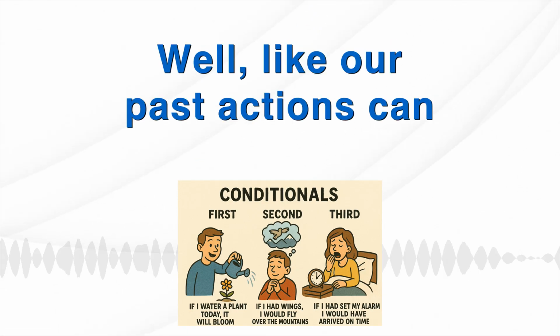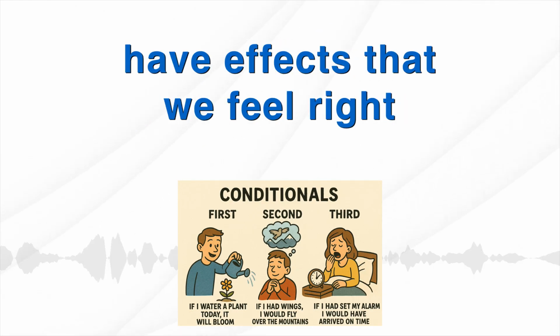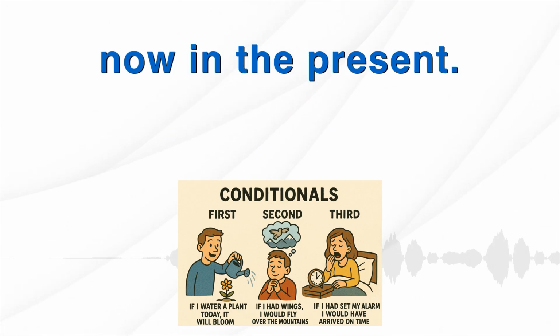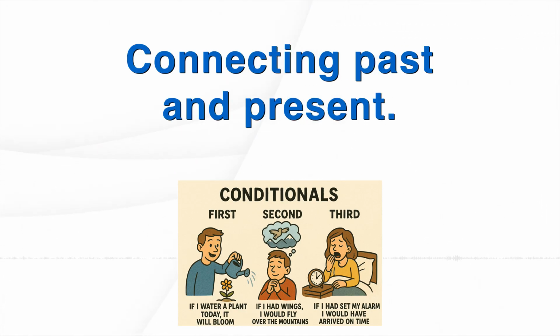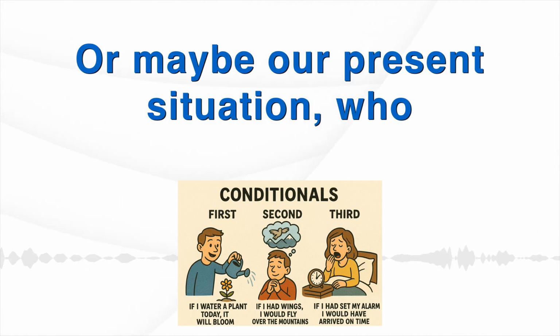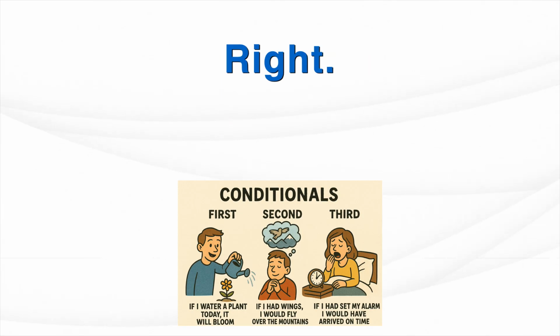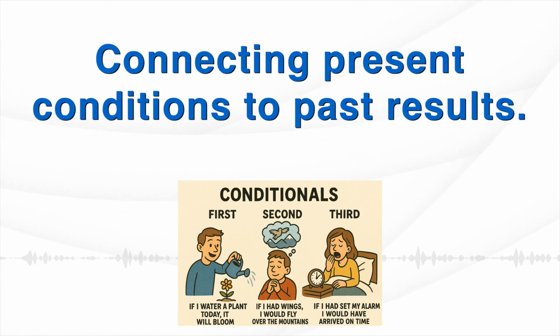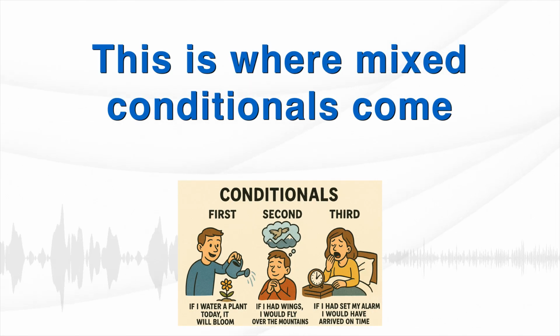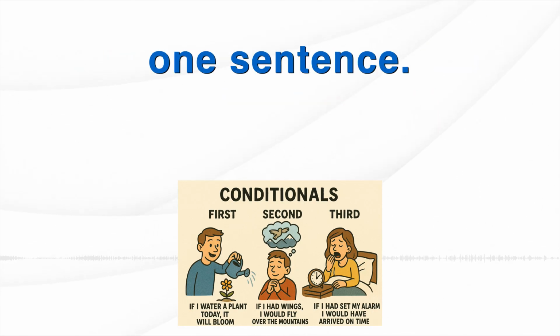Well, our past actions can have effects that we feel right now in the present. Connecting past and present. Or maybe our present situation, who we are now, means we would have done something different back then in the past. Right, connecting present conditions to past results. This is where mixed conditionals come in, right? They connect different time periods in one sentence.